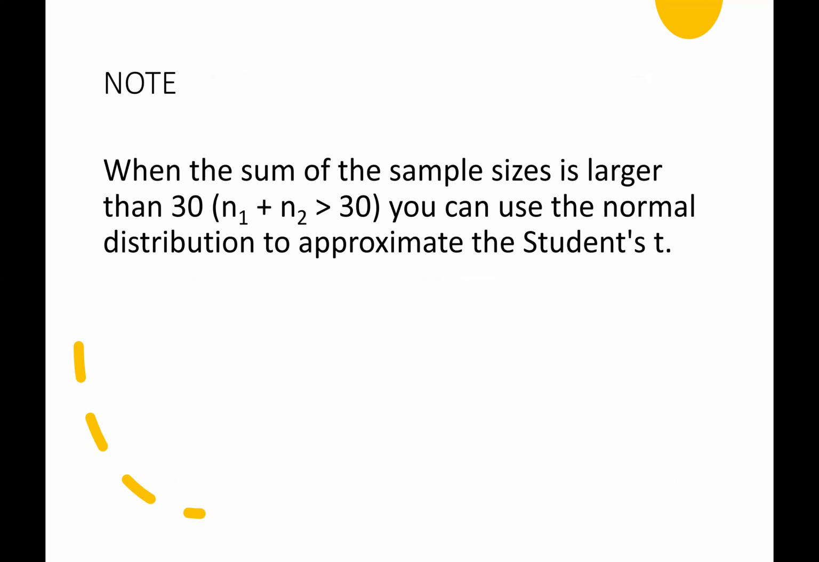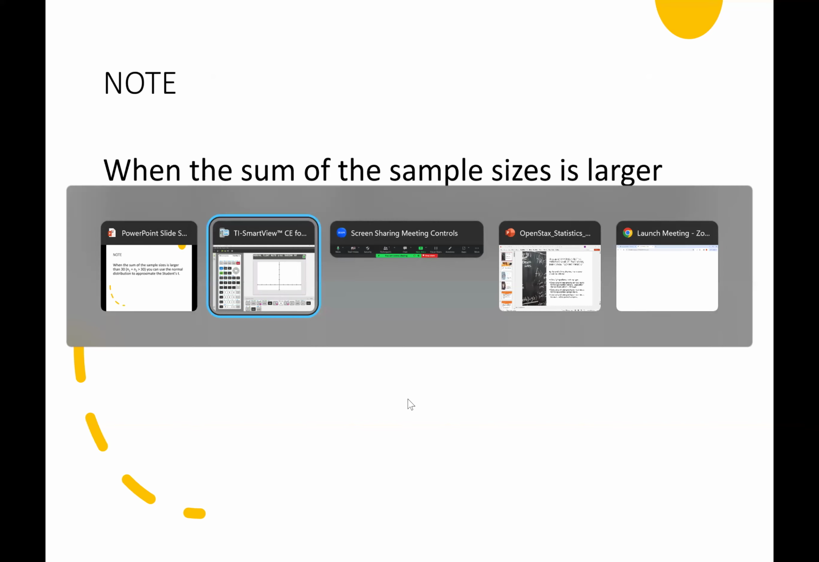When the sum of the sample sizes is larger than 30, so n1 plus n2 is bigger than 30, you can use the normal distribution to approximate the student's t. But with a calculator or Excel, I don't really need to. Back in the day, tables were few and far between. I can show you a standard normal table. I have one on my computer. They're pretty common, pretty easy to find.